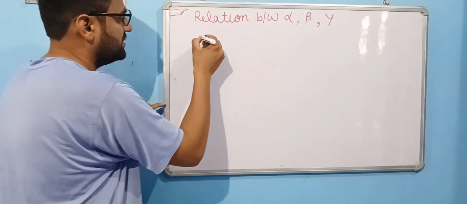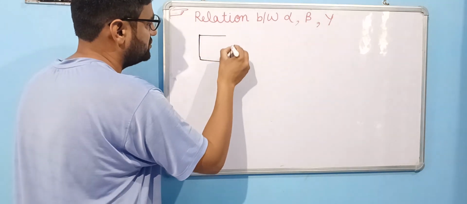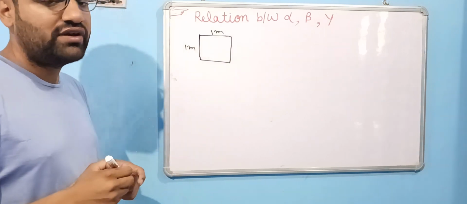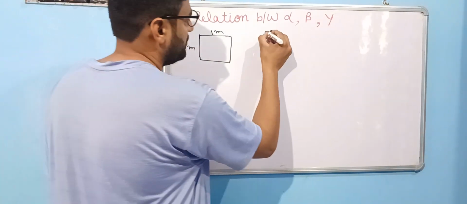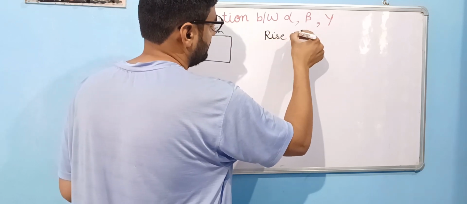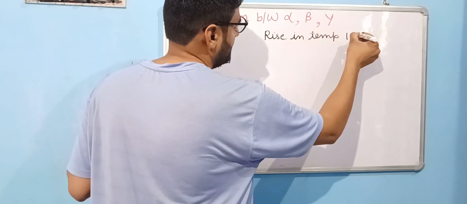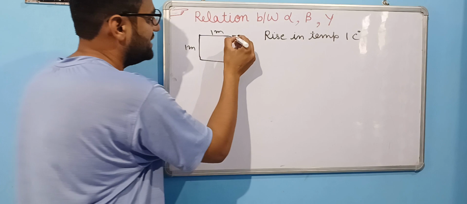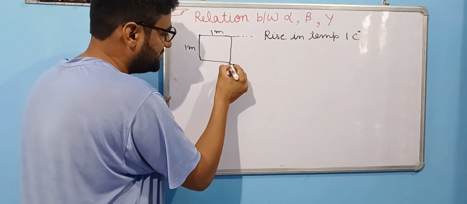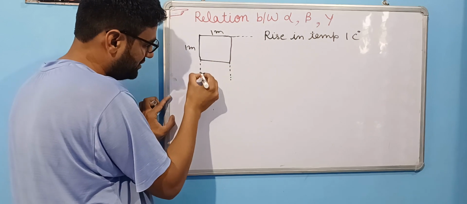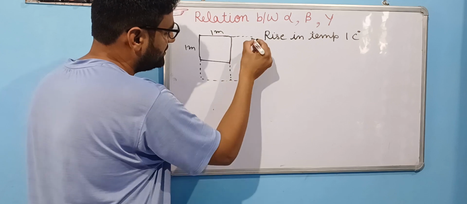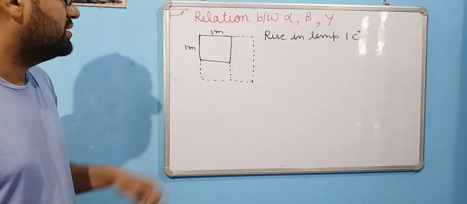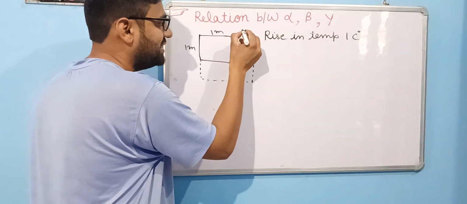So first of all, take a rectangular sheet whose length is 1 meter and whose breadth is also 1 meter. Now we will raise the temperature of this sheet by 1 degree Celsius. So there will be thermal expansion in this sheet. This length will increase as well as this breadth. So there will be this much expansion in this two-dimensional or rectangular sheet.